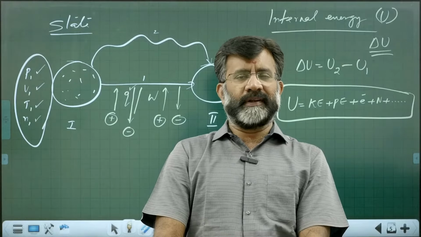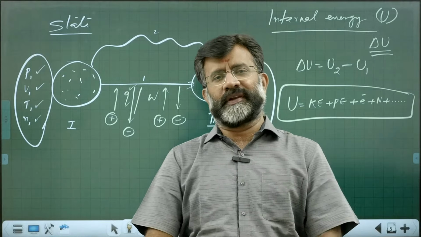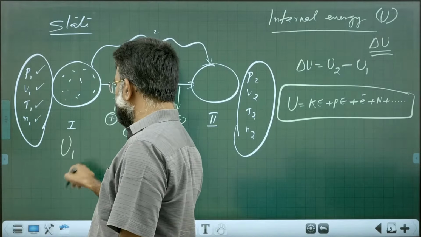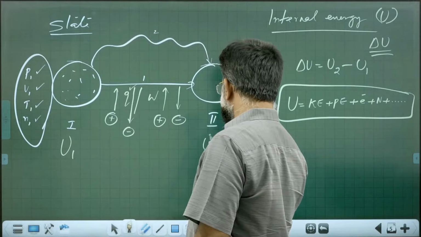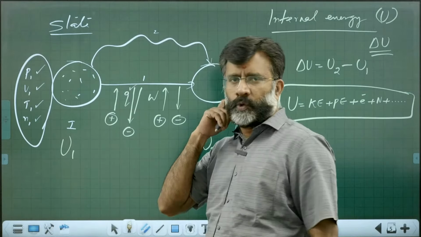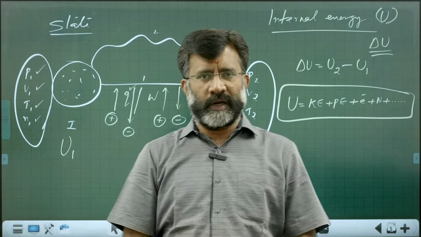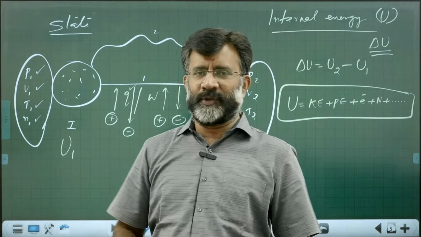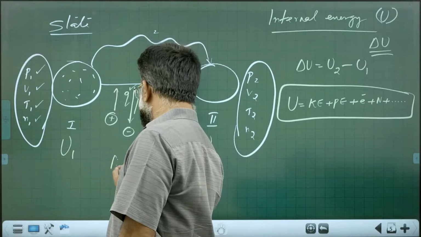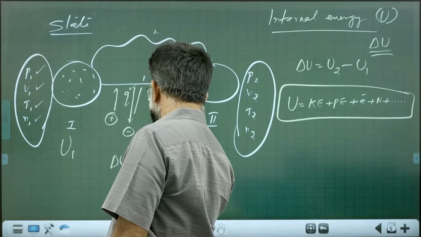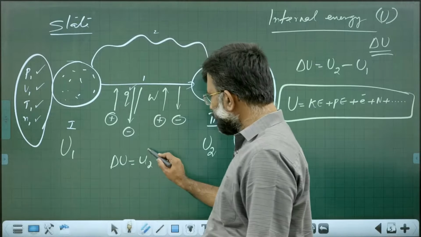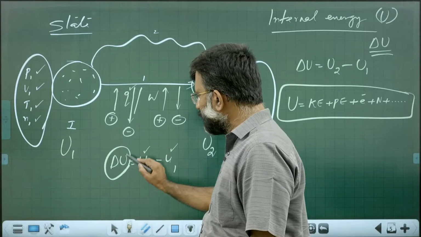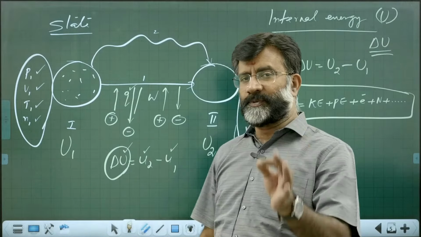The absolute value of internal energy cannot be determined. In state 1, we have internal energy U1. In state 2, we have internal energy U2. You cannot determine what U1 is, you cannot determine what U2 is, but you can determine delta U. Delta U is equal to U2 minus U1. You cannot find the absolute values U2 and U1, but you can find delta U by an experimental process.